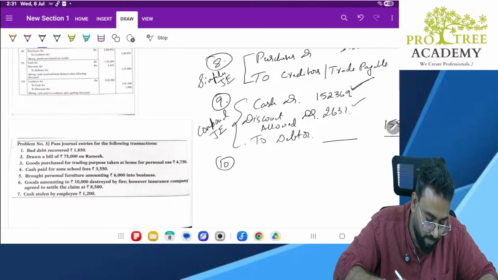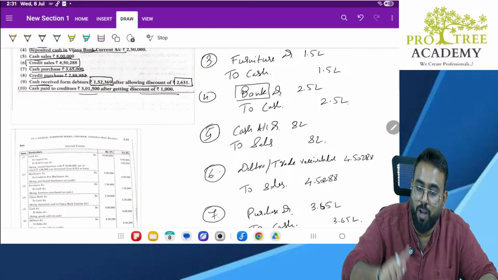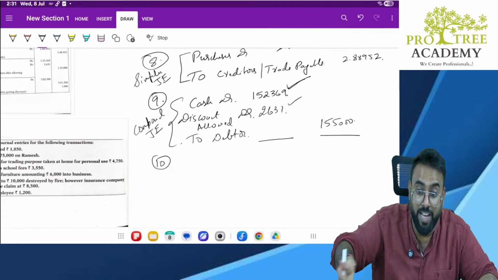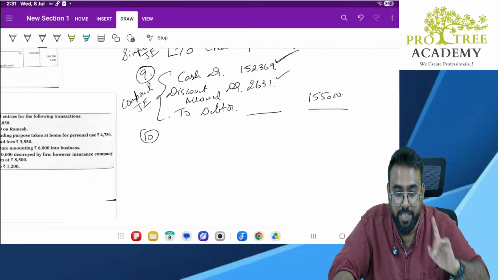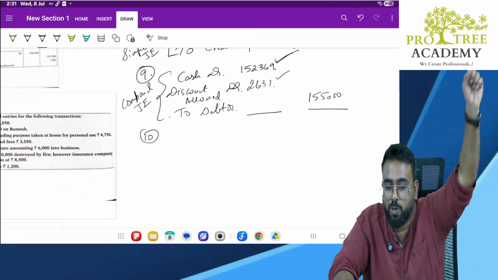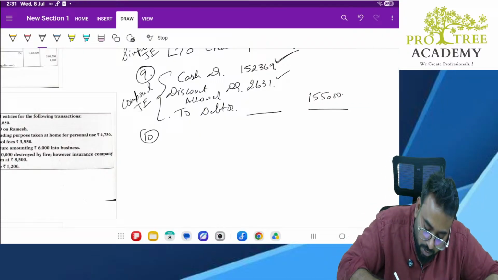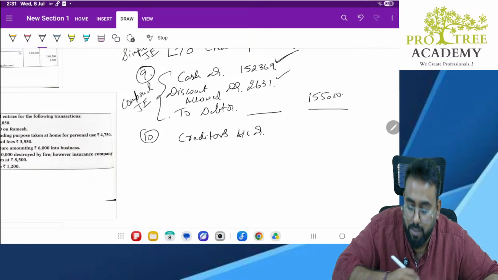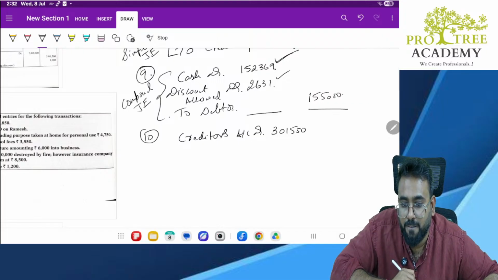Next. Cash paid to creditors 3,01,500 after getting discount of 1,000. So here, are we giving the discount or are we receiving the discount? We are receiving the discount. So it is an income. Correct or no? Now, creditors was an obligation. It was a liability. Now when we pay the creditors, whether my creditors balance will go up or come down? Come down. So when liability comes down, it will be debited. Correct or no? So correct, 3 lakh 1,500, or it will be more than that.